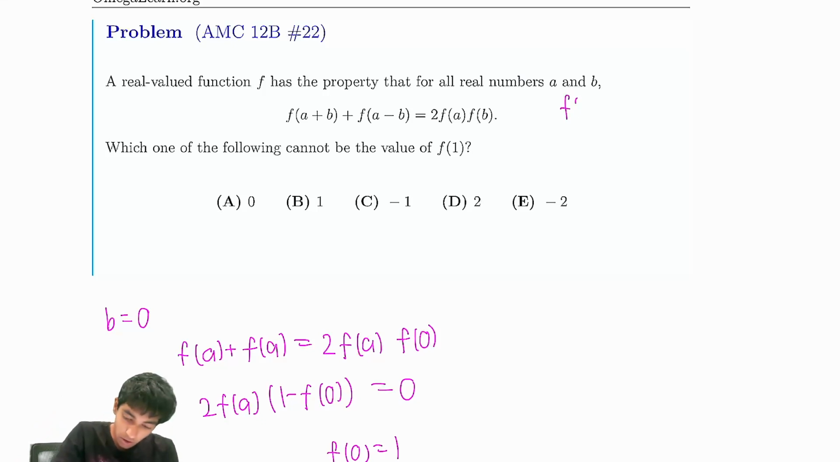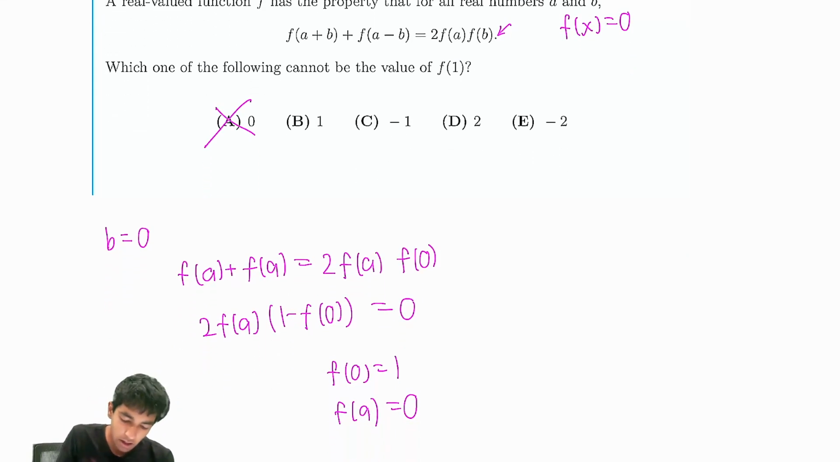f of x equals 0, the function clearly works, and it works for all values. So we can eliminate that. This does work. The zero function is possible. The case where f of a equals 0 is a little bit silly. So let's look at the other case now. f of 0 equals 1.